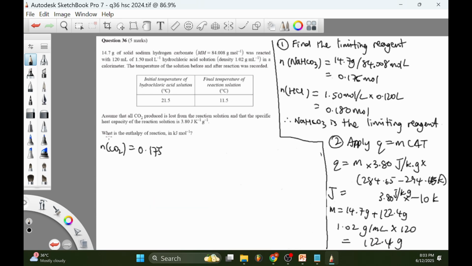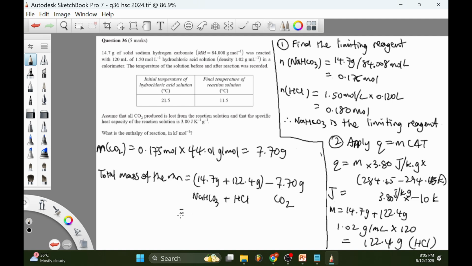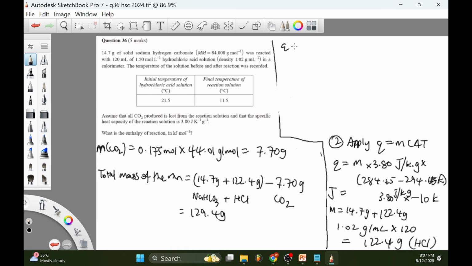Everything's 1:1. The mass of carbon dioxide is 0.175 mole times the molar mass of carbon dioxide. So the total mass of the reaction is 129.4. And now we're going to put it back to Q equals mCΔT and work out what Q is. Q is 4,917.2. Simply transform that into kilojoules, so just divide by 1,000.